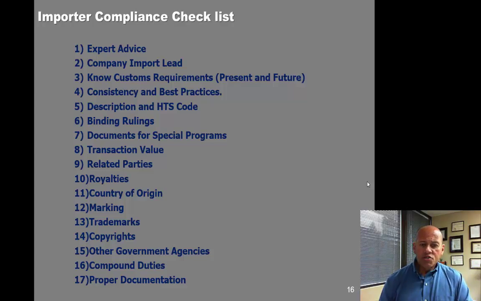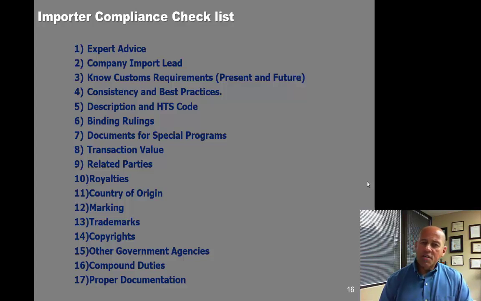Transaction value. Make sure that you understand your value and that your value accounts for things like assists, royalties, commissions, trademarking. All of these things need to be considered in terms of your transaction value. So it's very important to have good, accurate valuation. And if there are any mistakes, please volunteer the information to customs. It's better to disclose than have customs find that in an audit. If you have related parties, you have to declare that with customs. Again, royalties are very important to account for within your imported value and your documentation.